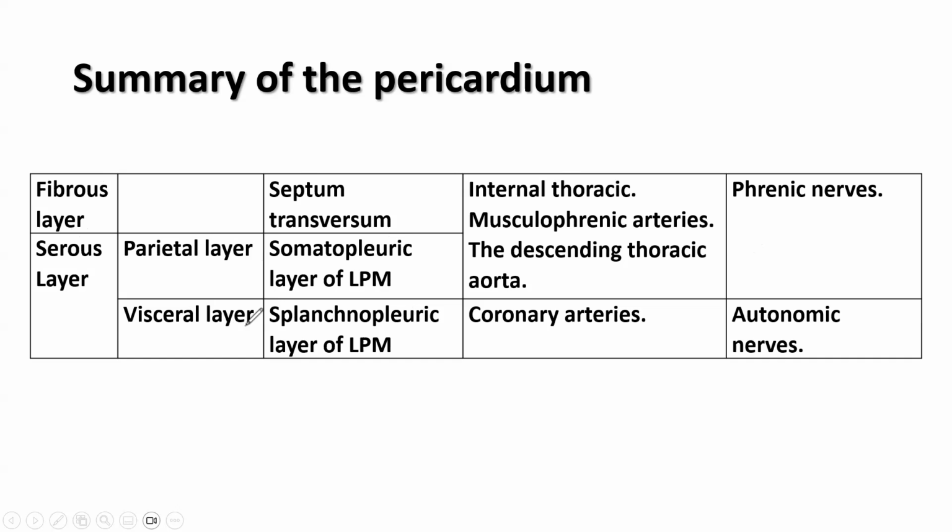But the visceral layer of serous pericardium, which forms the outer layer of the heart called epicardium, is supplied by coronary arteries and by autonomic nerves. So this is the summary. You can answer in the exam by giving this tabulated form. Before, you must write the layers of the pericardium, source of development, arterial supply, nerve supply here.